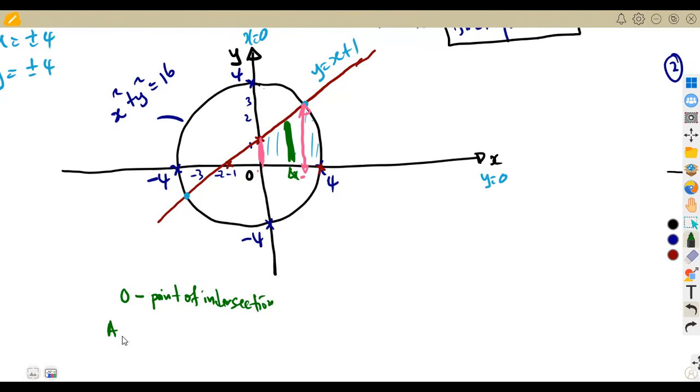Our area in this case is going to be taken from the line. The circle is not involved. The circle is out of this region. So we are going to consider what is building up this area. What is building up this area? It's a straight line, this one. So there we are going to use a straight line.